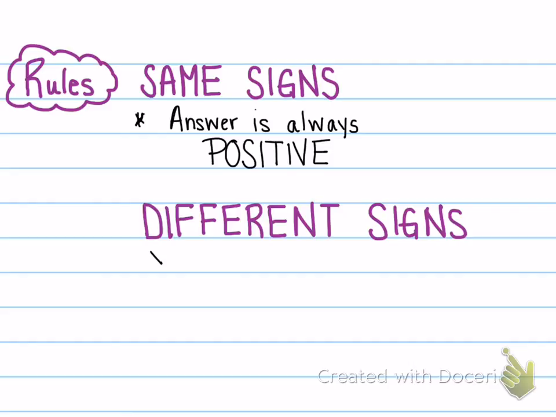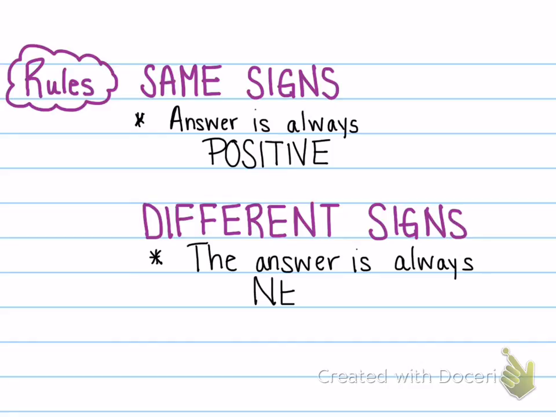If they have different signs, the answer is always negative. It does not matter which number is bigger, which number, if it has more positives or more negatives. If the signs are the same, it's always positive. If the signs are different, it's always negative.